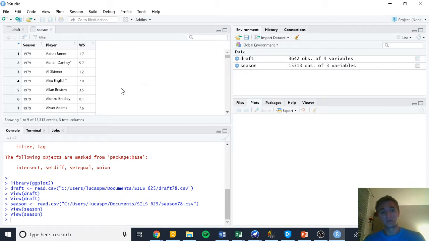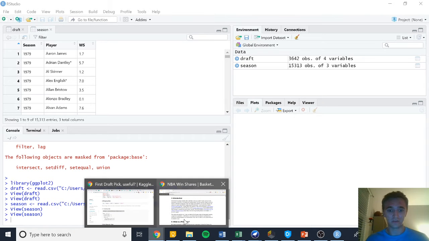Now, win shares is an interesting thing. I struggled with how to quantify whether a player was successful in the NBA or not. What I was thinking at first was an all-star, which is the top players in the league who are voted on every season. But this is kind of very subjective. Sometimes it's just the most popular players, that sort of thing. So win shares is an interesting thing.